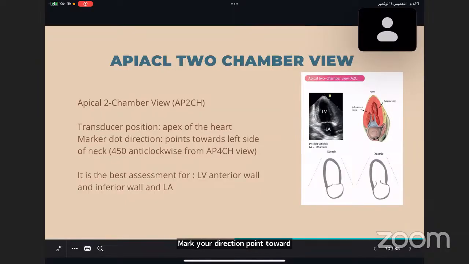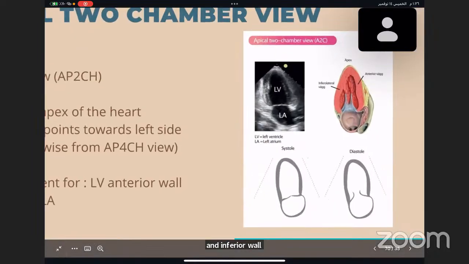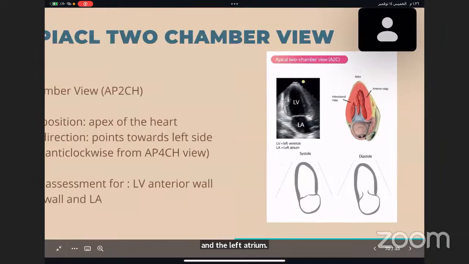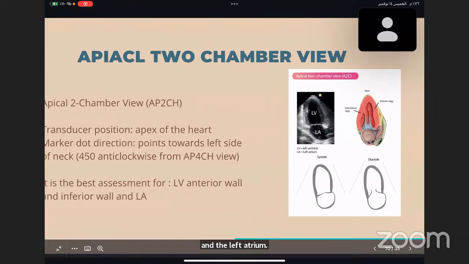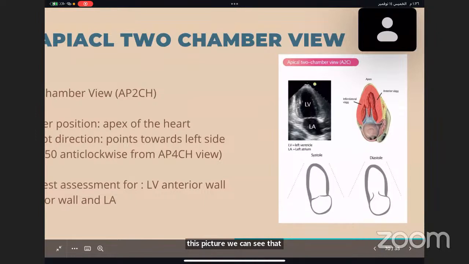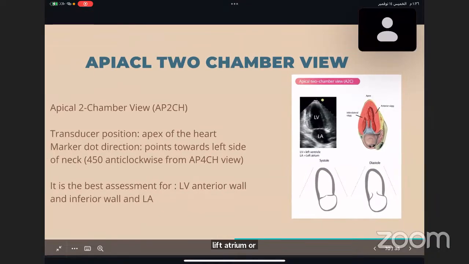It is rotated 45 degrees anti-clockwise from the apical 4 chamber view. What is it the best assessment for? For the left ventricle anterior wall and inferior wall, and the left atrium. In this picture we can see the 2 chamber view. We can see in systolic and diastolic the left ventricle, left atrium, and right ventricle and right atrium.